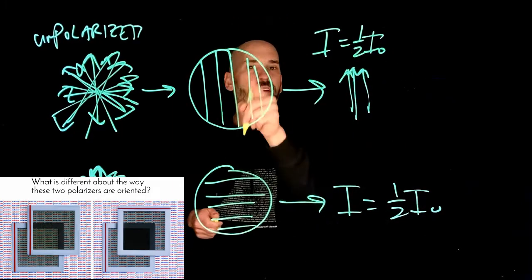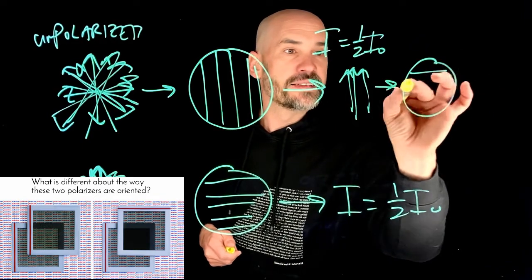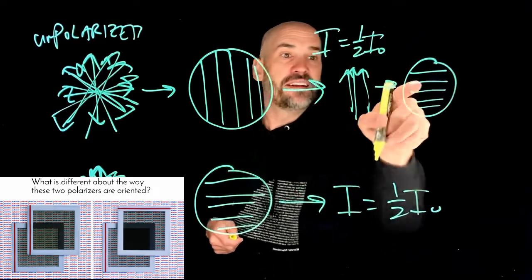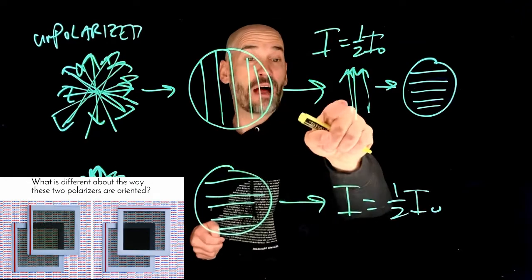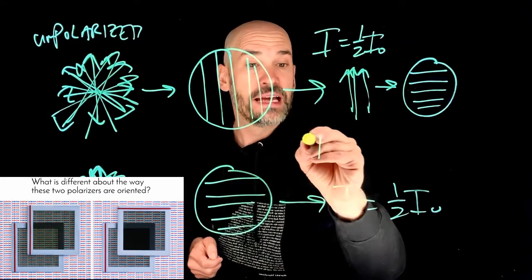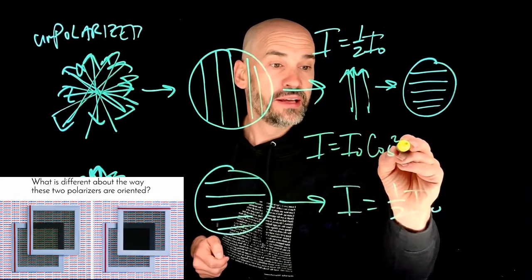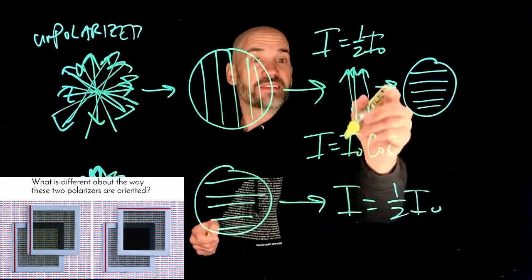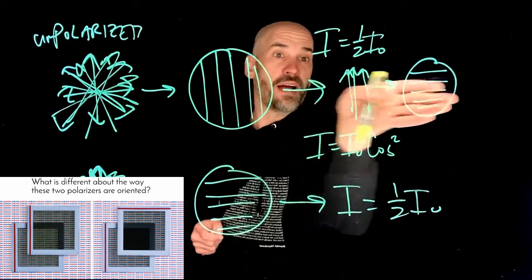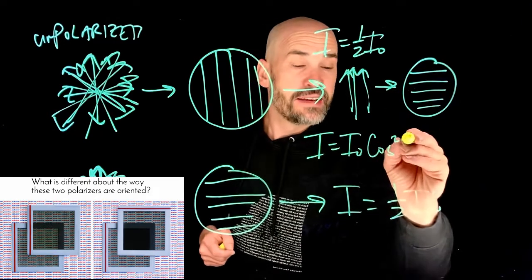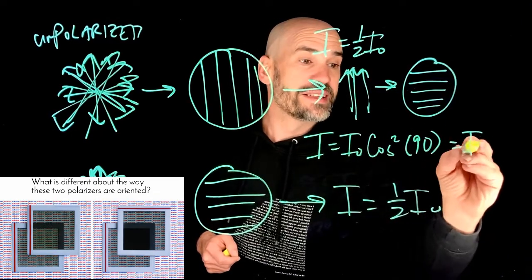But now what if you take this and put it through another polarizer that is 90 degrees offset from this? Well, we use our old equation. This is now polarized light, so we can use the formula I equals I naught cosine squared theta. But theta in this case is 90 degrees, because the light's polarized this way, but my polarizer is oriented this way. So that's 90 degrees, and the cosine of 90 degrees is 0. So your new intensity will be 0.